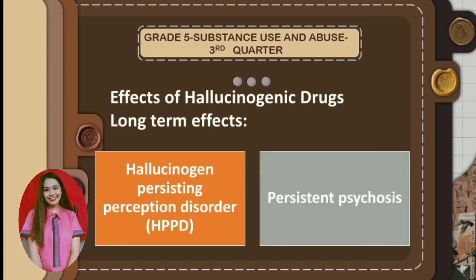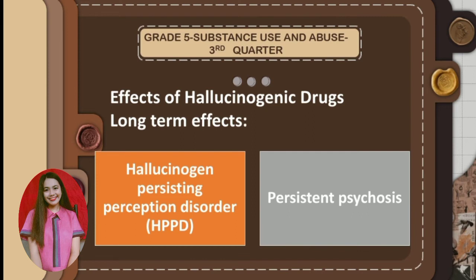Next are the long-term effects. Hallucinogens may also produce long-term effects in some cases. According to the National Institute on Drug Abuse, these effects are rare. Hallucinogen persisting perception disorder, or HPPD, involves recurrences of experiences associated with using the drug, including visual disturbances and hallucinations, such as flashbacks. These can occur suddenly with no warning and may occur more than a year following drug use.